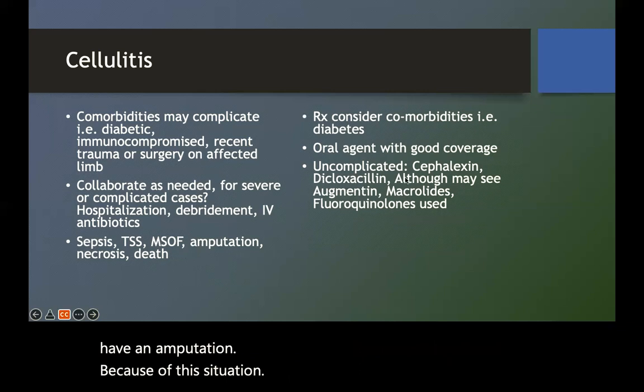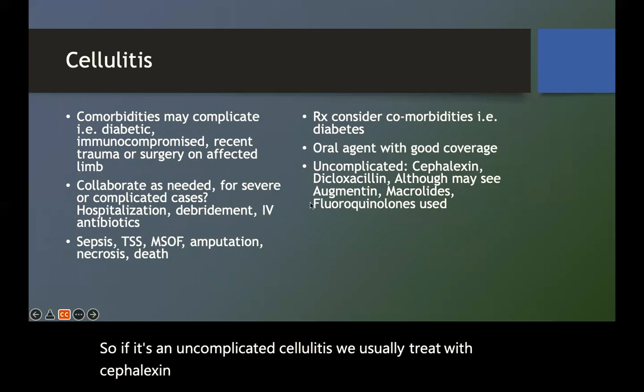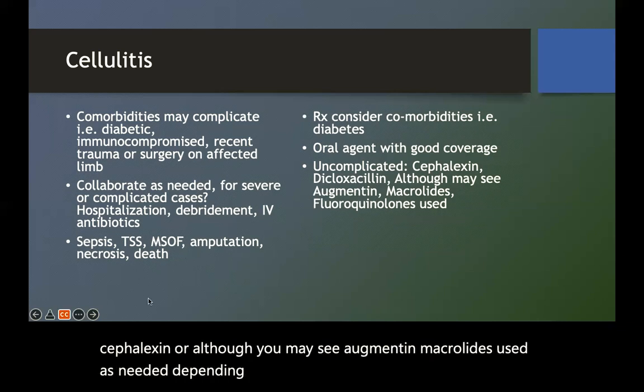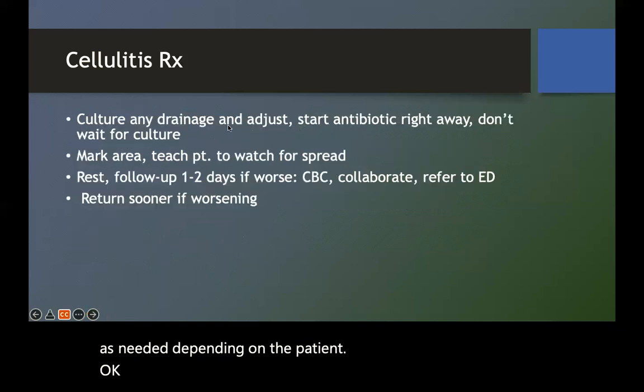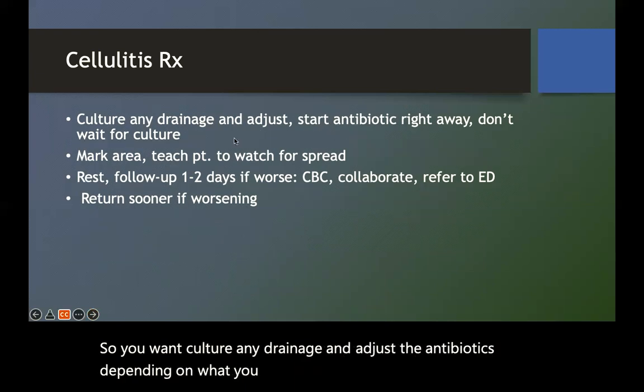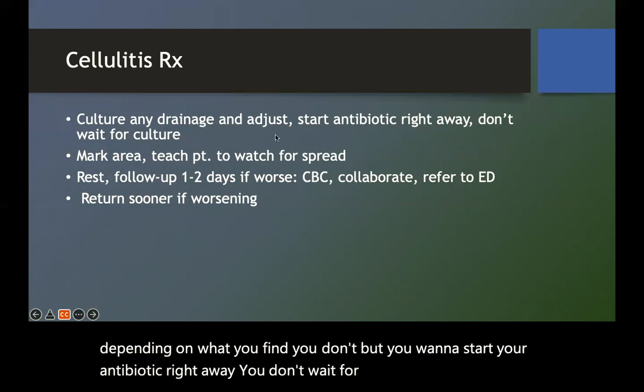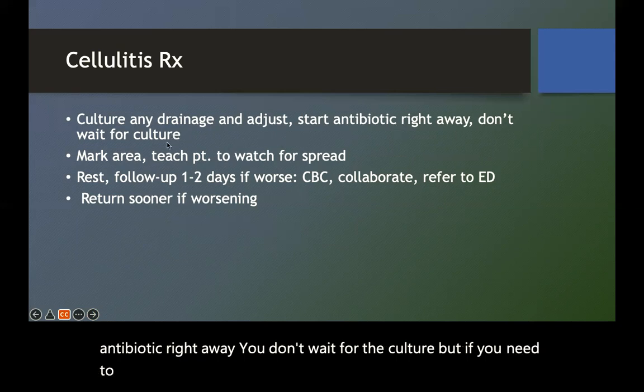So if it's an uncomplicated cellulitis, we usually treat with cephalexin, although you may see Augmentin or macrolides used as needed depending on the patient. Okay, so you want to culture any drainage and adjust the antibiotics depending on what you find. But you want to start your antibiotic right away. You don't wait for the culture, but if you need to change the antibiotic based on the results of the culture later, you can and will.